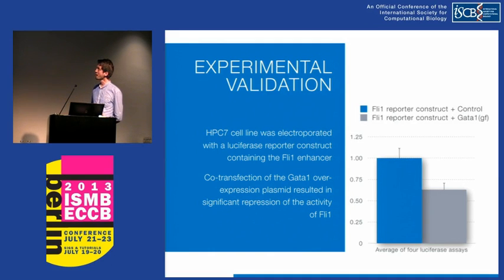So what we wanted to test there was, if we transfected the cell lines with the reporter with the gain of function, whether we could see a significant inhibition of FLI1, which is actually what is plotted here. So when transfected with GATA1, we had a significant repression, pointing out that that is actually a valid link in our network.